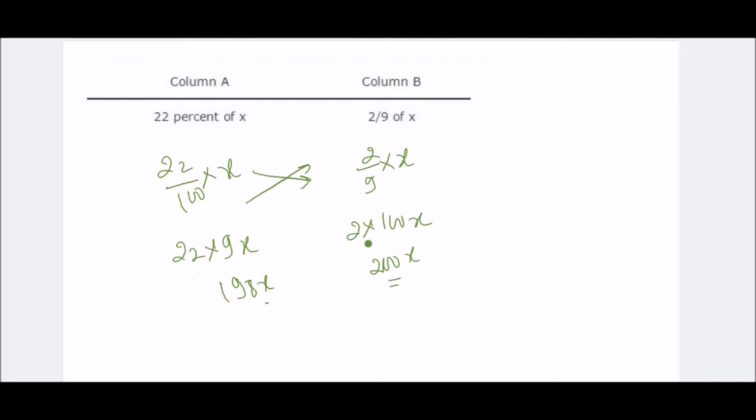But no, we don't know the value of x. x can be negative or positive. What if x is minus 1? Then it will become minus 198 and minus 200. So quantity A becomes greater. And what if x is equal to positive 1? Then column A becomes 198 and column B becomes 200. Quantity B will be greater. So from here we cannot determine the relationship between column A and B. That's why we choose option D for the answer.